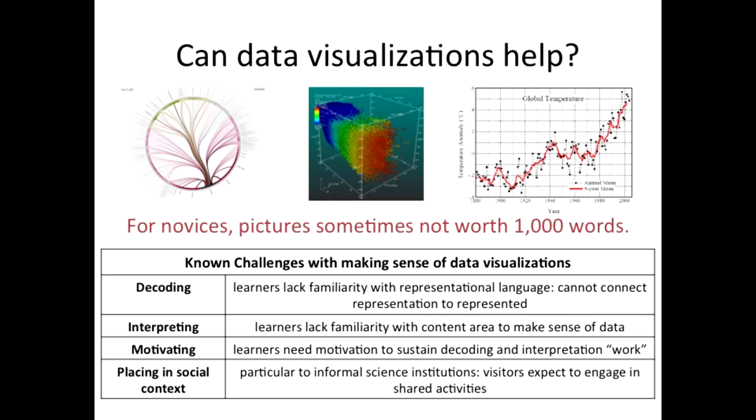And here are some of the known challenges with making sense of information visualizations. A couple of these are in sequence. So for example, at the very base level, you just have to be able to decode the representation itself. Novices typically have a really hard time connecting what the representation is showing with what is being represented. Even if a learner can do that, if they understand what a scatter graph is, for example, they still might struggle with interpreting what that means because they don't have that deep content familiarity that scientists do.